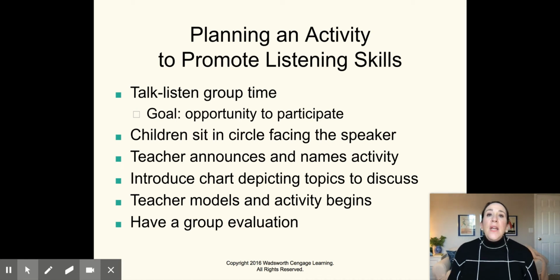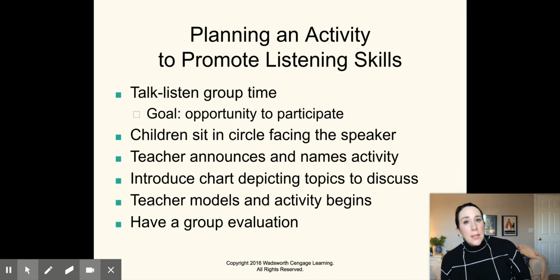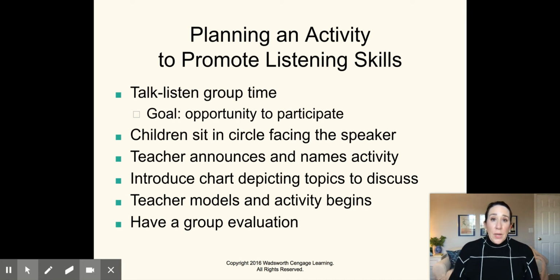Planning an activity to promote listening skills. Talk, listen at group time. So, what you want to do is have talking and listening at group time. There's a lot of listening that usually goes on at group time. It's important that you allow children to talk as well. But let's talk about what a teacher's doing at group time. They are the center of attention generally, and they are describing what's going to happen, or they're reading a book, or they're telling a story, or whatever.